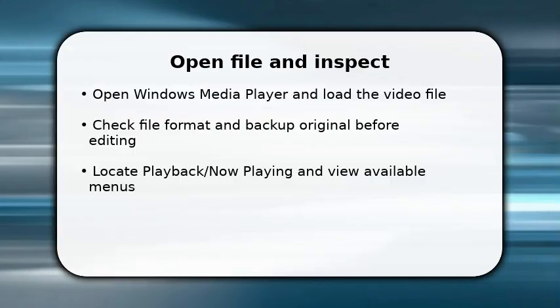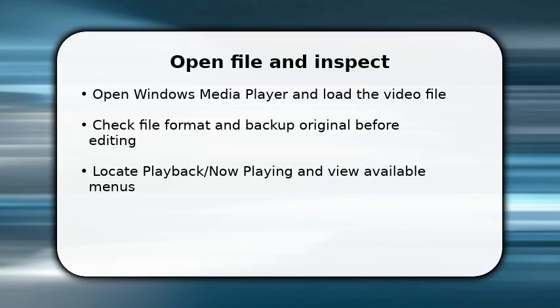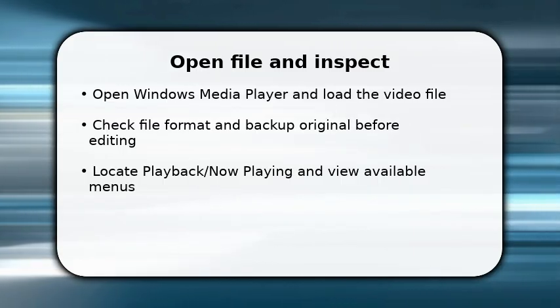You begin by opening Windows Media Player and loading the video you want to rotate. Once done, make sure you have a backup copy of the original file so you can revert if needed. You'll inspect the playback interface to see available menus and right-click options.